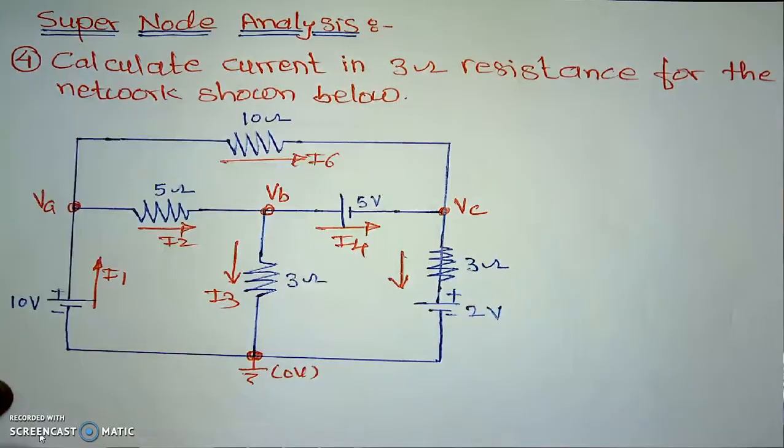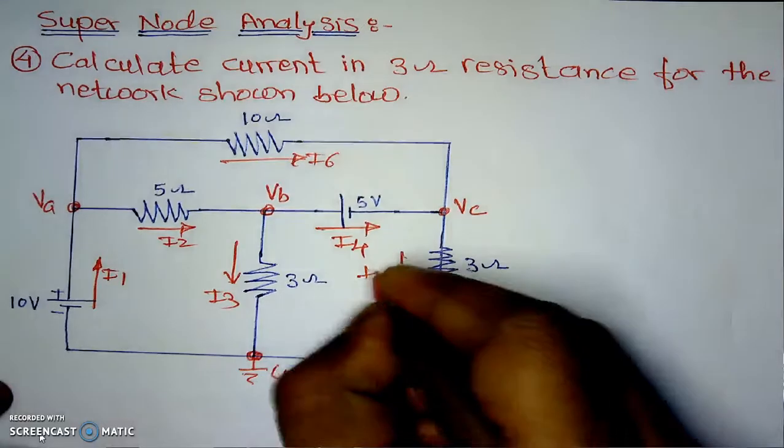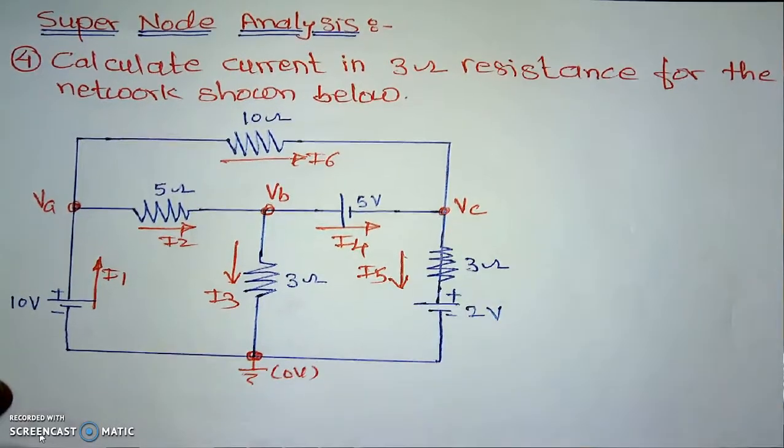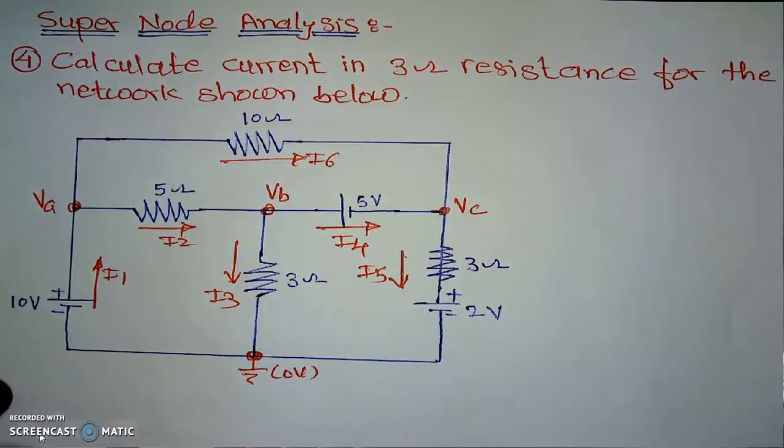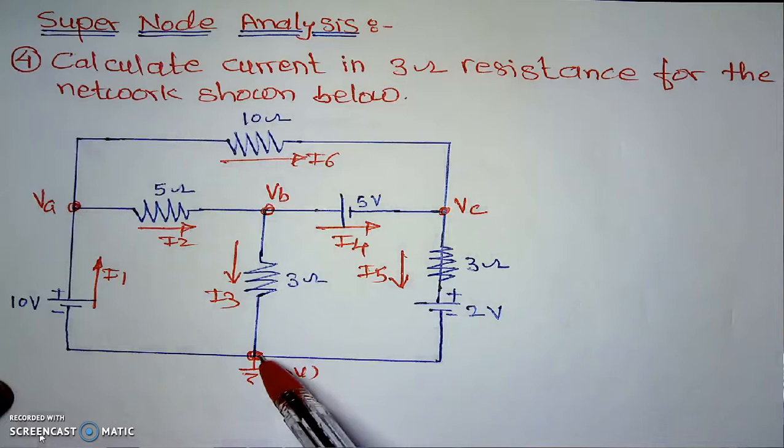Now here I have marked the currents I1, I2, I3. This is I4, I5 and I6. Now here in this case, what is the difficulty? We have the two branches having zero resistance. Here this 10 ohm branch has a zero resistance and this 5 ohm branch has a zero resistance.